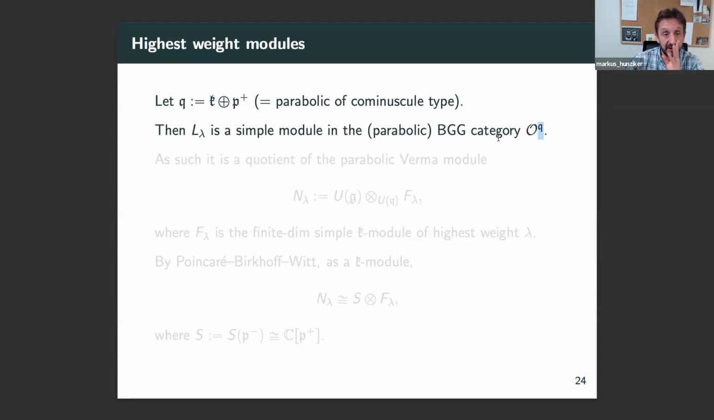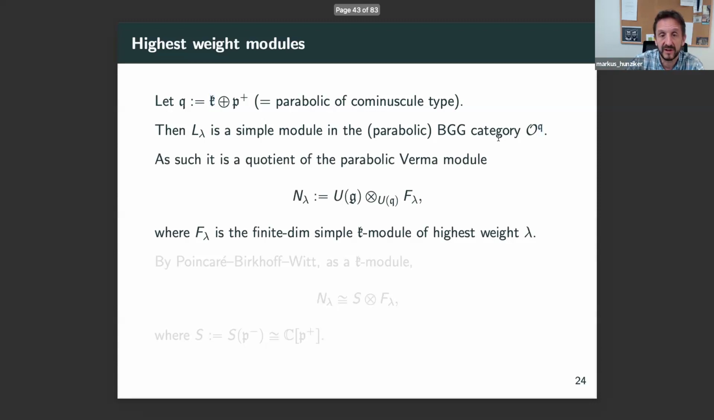And L lambda in this category can be viewed as a quotient of what we would call a parabolic Verma module. This is a module where you induce the finite dimensional K representation. Well, you first view the finite dimensional K representation F lambda as a representation of this parabolic by just letting the nilradical act trivially. So then you have a U(Q) module, F lambda, and then you induce to G, you get a G module, and this is a parabolic Verma module. It's a quotient of the usual Verma module with highest weight lambda, but this is a parabolic Verma module.